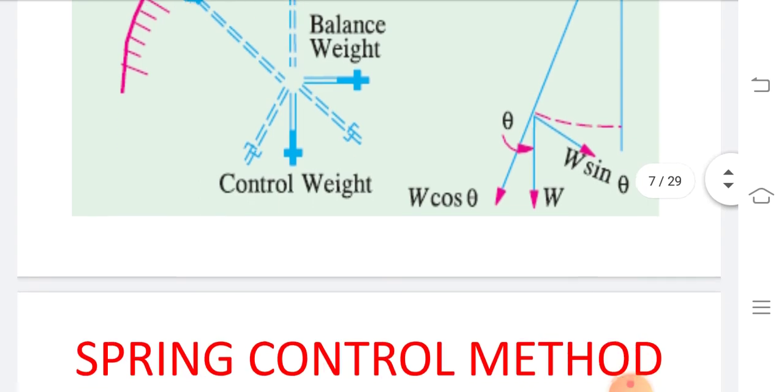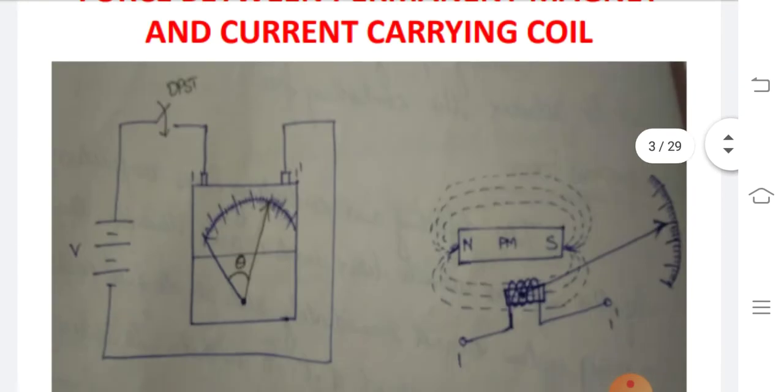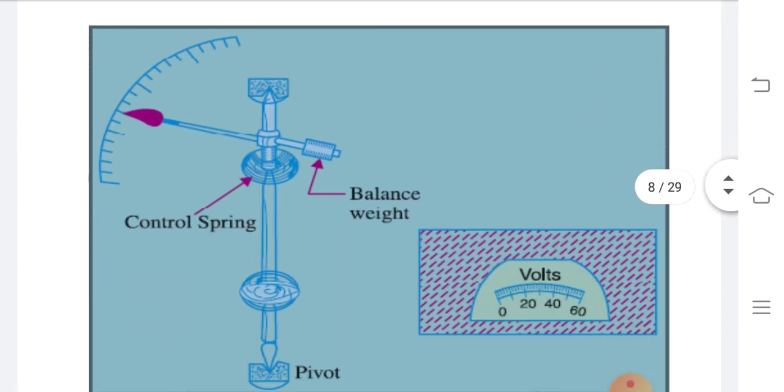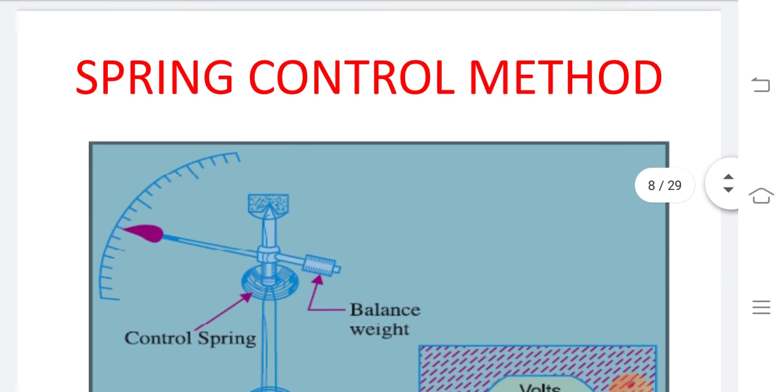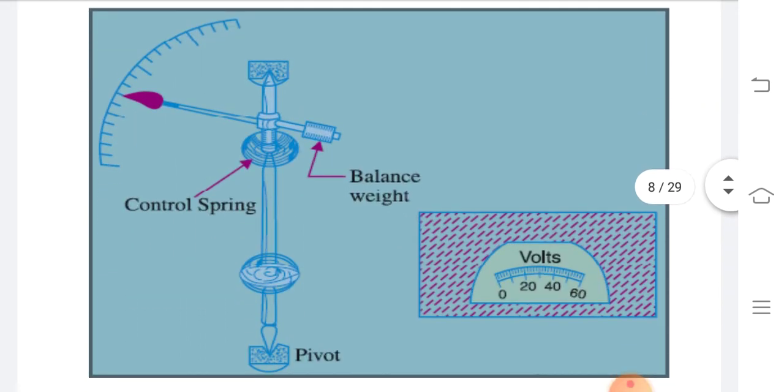Okay, next, spring control method. So this figure represents the spring control method. Consider a spring control mechanism inside the meter in which the pointer is initially at the rest position as shown in the figure. Whenever the flow of current through the meter increases, the force acting on the spring increases. Due to this force, the compression of the spring takes place, resulting in the displacement of the pointer, and hence the force is termed the deflecting force.